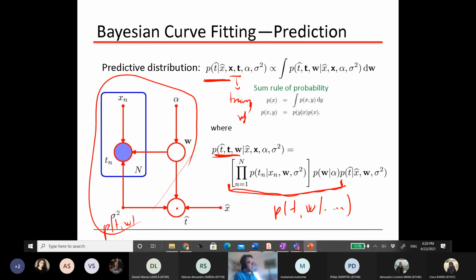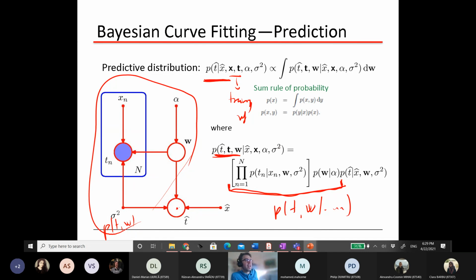Just to be clear, we are in Bayesian curve fitting. In Bayesian curve fitting, this is not a single value, it's a probability distribution, and this is why it's treated as a random variable. It's not only one value. Cool, so this would be the link.